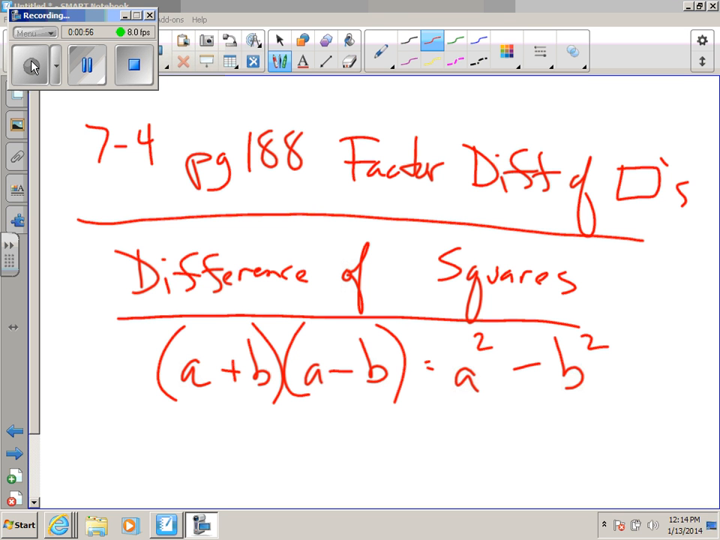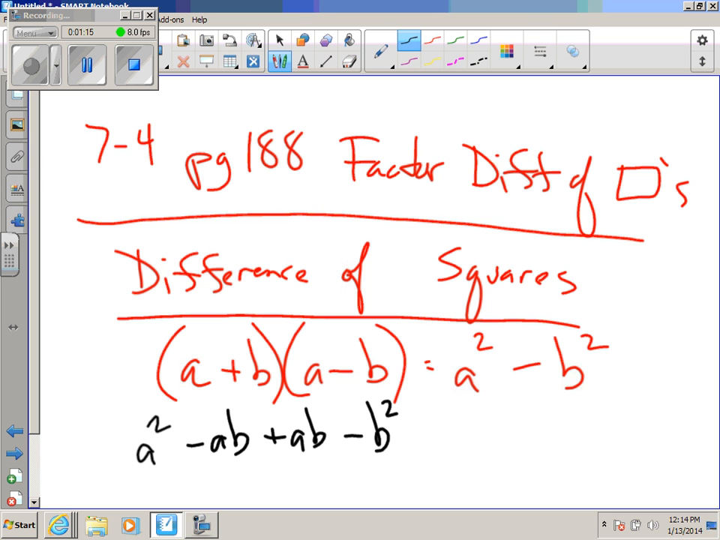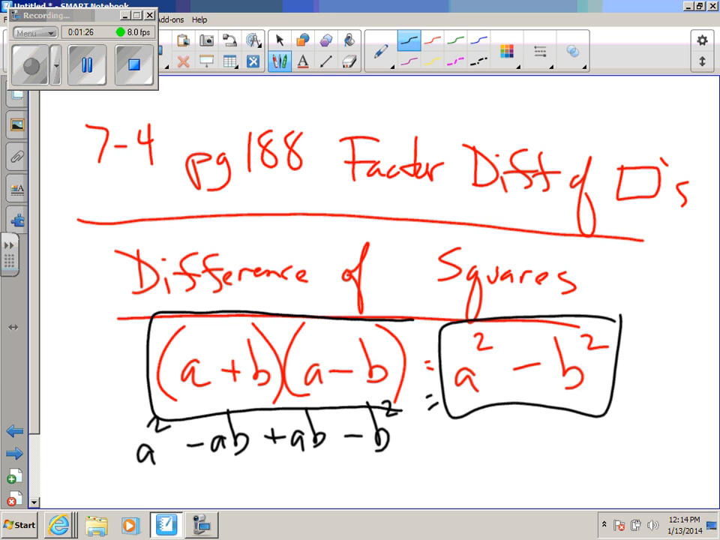Okay, so a squared, a plus b, a minus b, factored out when we foiled a times a. First was a squared, outer was a negative ab, inner was a positive ab, and the last was a negative b squared. Negative ab plus ab left us with a squared minus b squared. So we went from this to this. Now today, we're going to go from this back the other way.